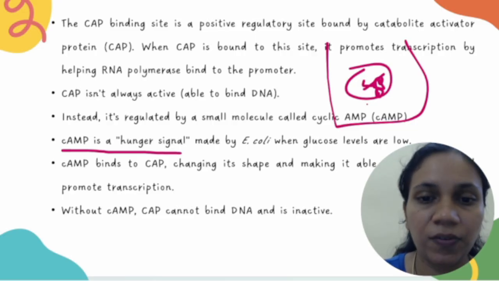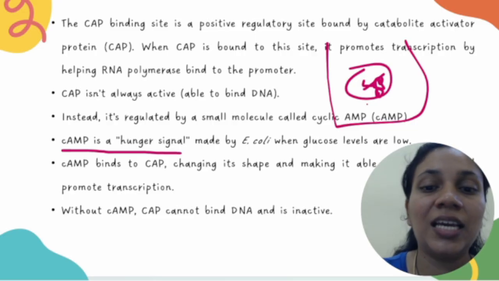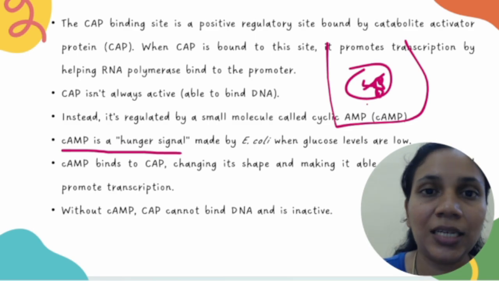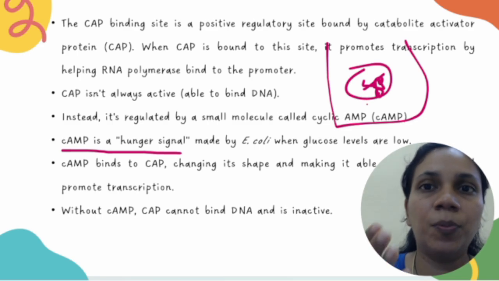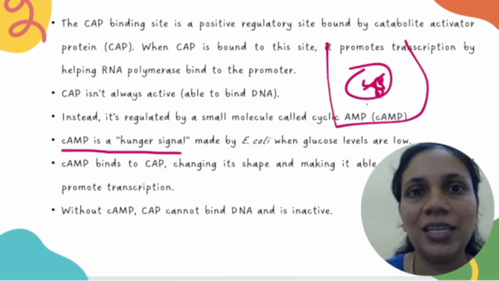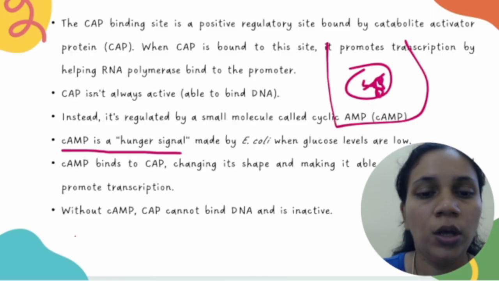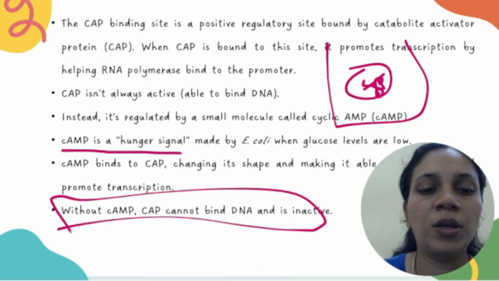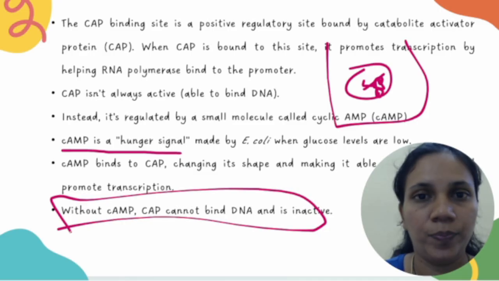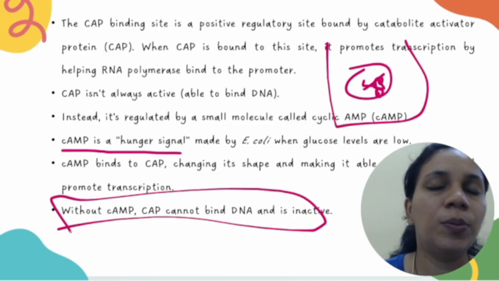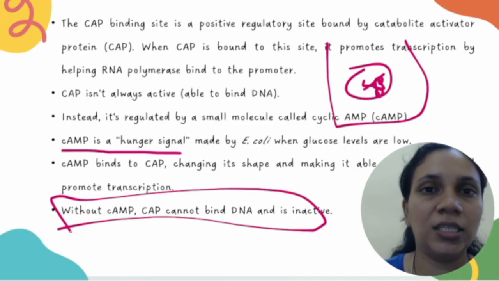It will be activated only if cyclic AMP is being produced, and cyclic AMP will be produced only when the cell is having less quota or less amount of glucose. So this relationship needs to be fixed in your mind. Once it is fixed, it will be very easy for you to understand this concept.